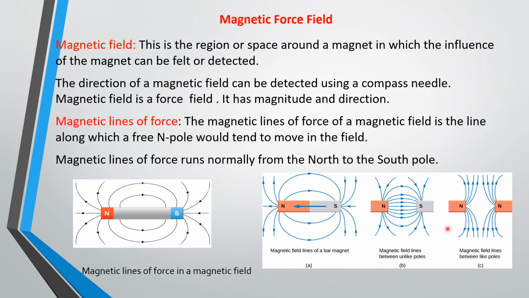Okay? So this is how to draw magnetic lines of force. For unlike poles, the lines of force attract. Then for like poles, they will repel. Okay, so you need to take note of this and then know the direction of your magnetic lines of force in a magnetic force field.